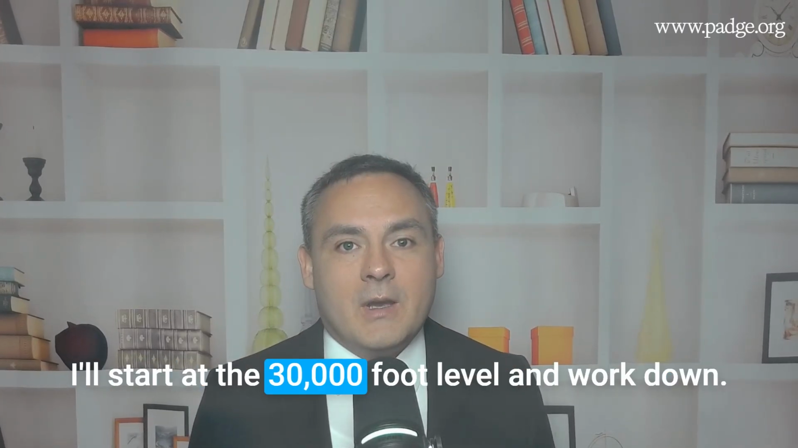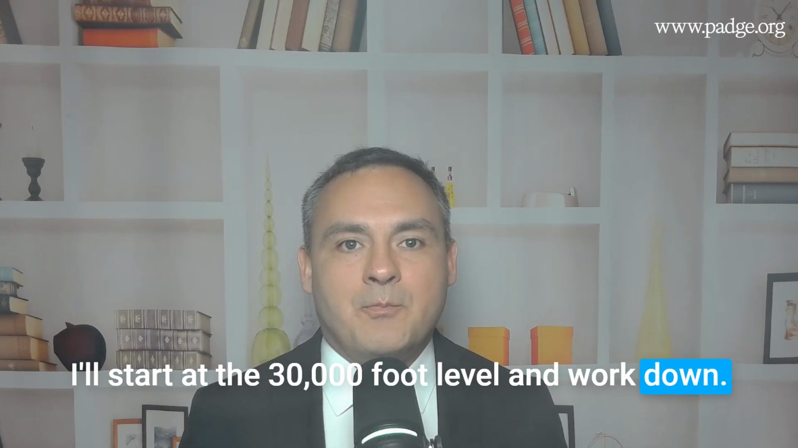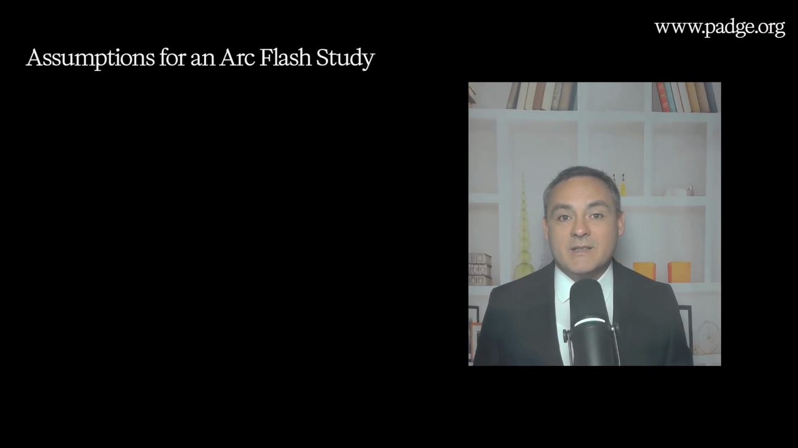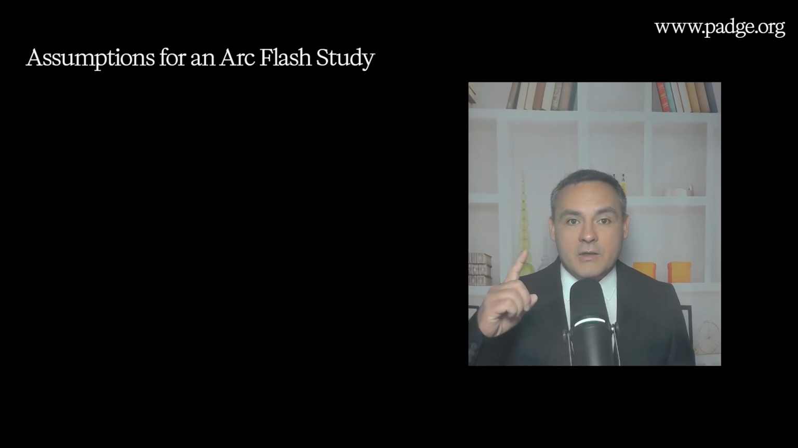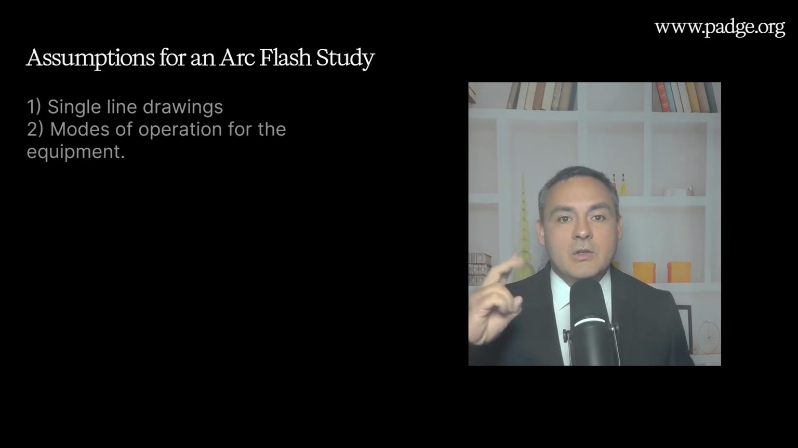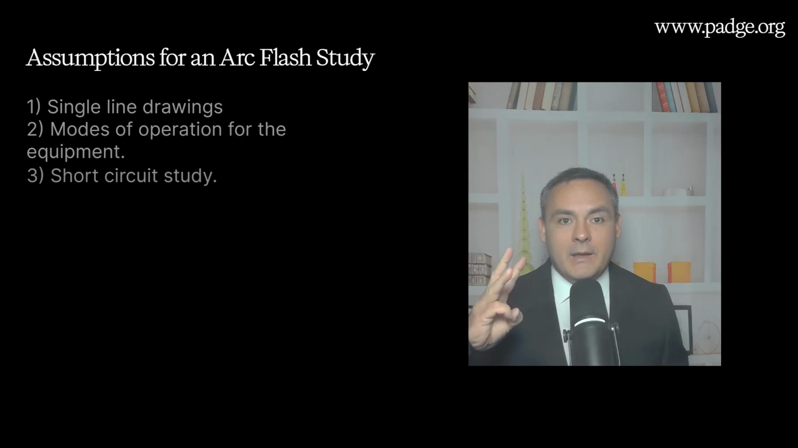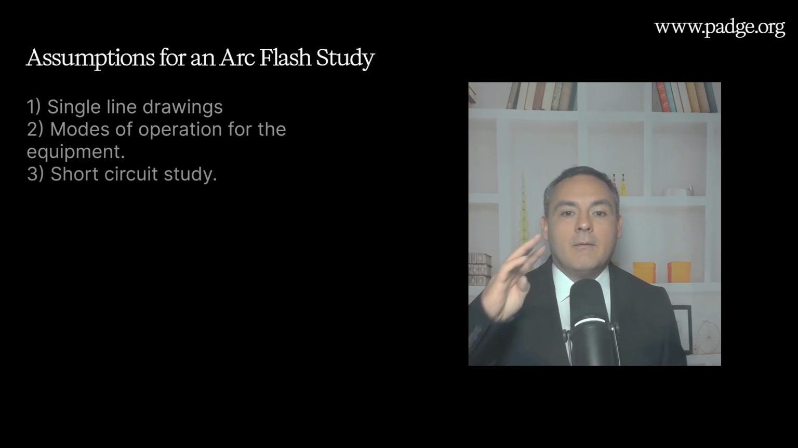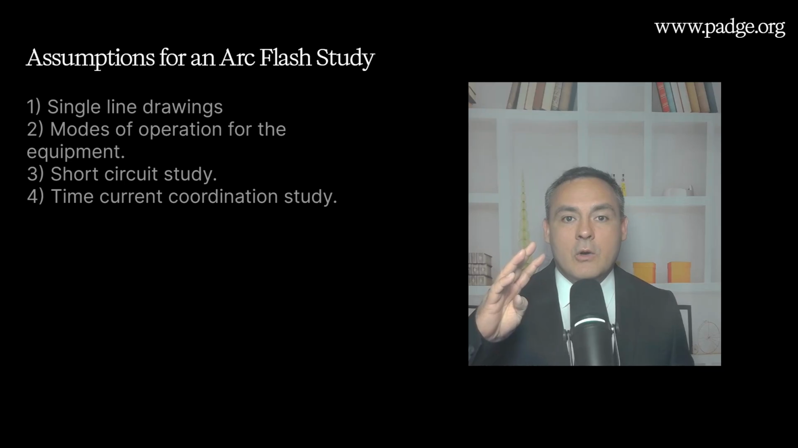I'll start at the 30,000 foot level and work down. That means we need to address the assumptions first. First, you have single line drawings. Very important. Can't do them without them. Two, you know the modes of operation for the equipment. Three, you have a short circuit study for the various modes of operation. Four, you have a time current coordination study for the short circuit study.